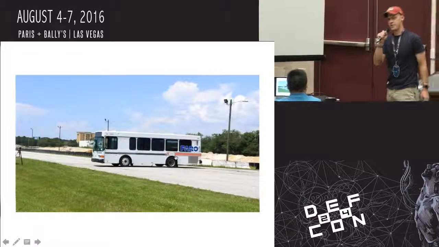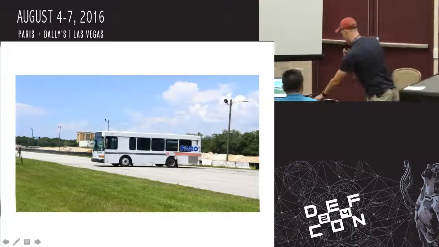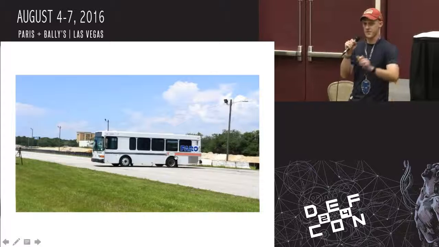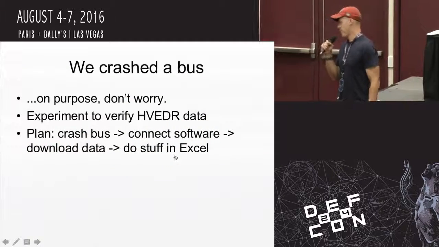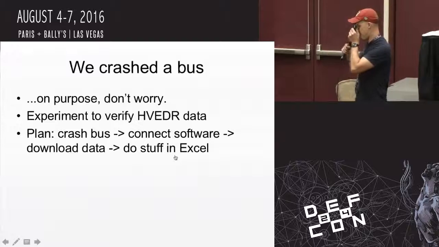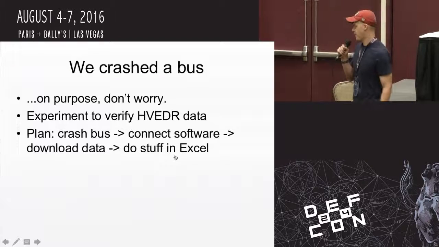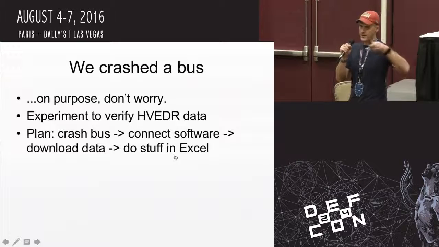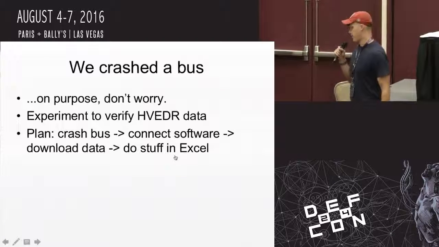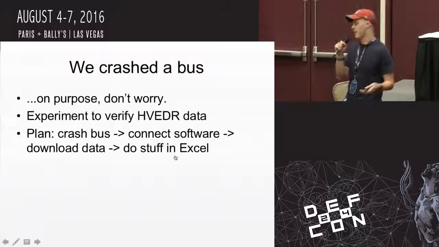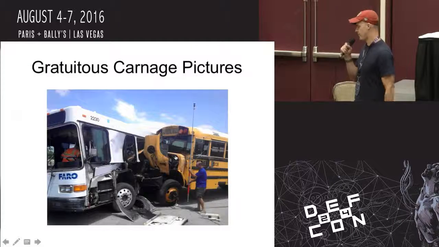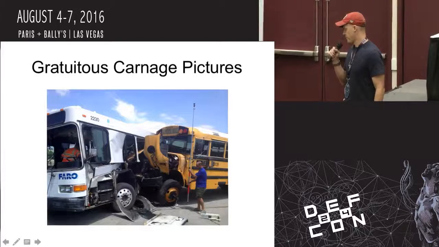Okay, I have some still images of the aftermath in a few slides, so we're just gonna go off of those. Imagine that city bus over there just had a school bus crash into it and the carnage was glorious. I just need you to imagine that for me. So we crashed a bus on purpose. I occasionally moonlight as a crash test engineer. It was an experiment to verify that the HVEDR data stored on board actually matched what happened in the real world. The plan was crash bus, connect software, download data, so then we have the data, and then we have all the stuff from our accelerometers and GPS and everything, and then we would compare it in Excel and do science. So here are some gratuitous carnage pictures.